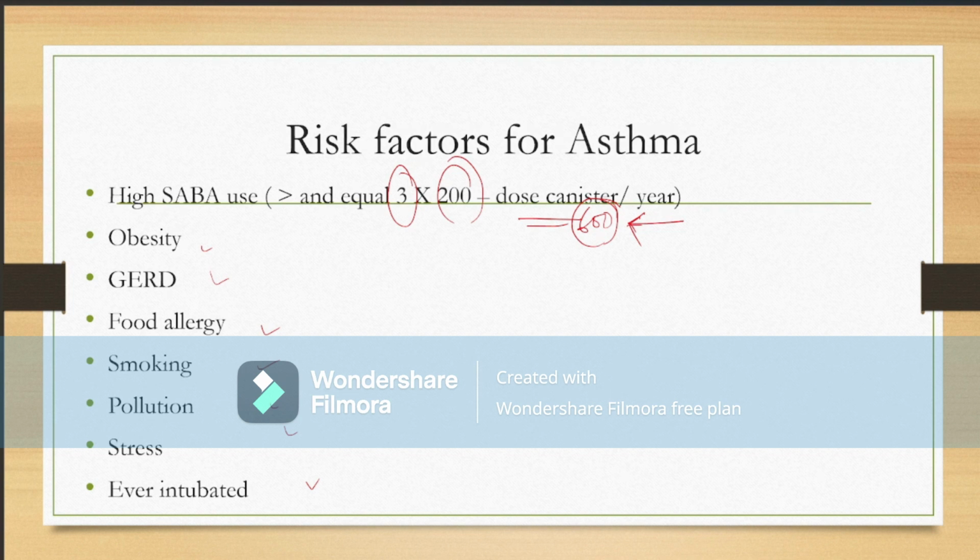So if we give high SABA, then the patient may develop an exacerbation of asthma. So that's why LABA and ICS have now entered into reliever therapy.